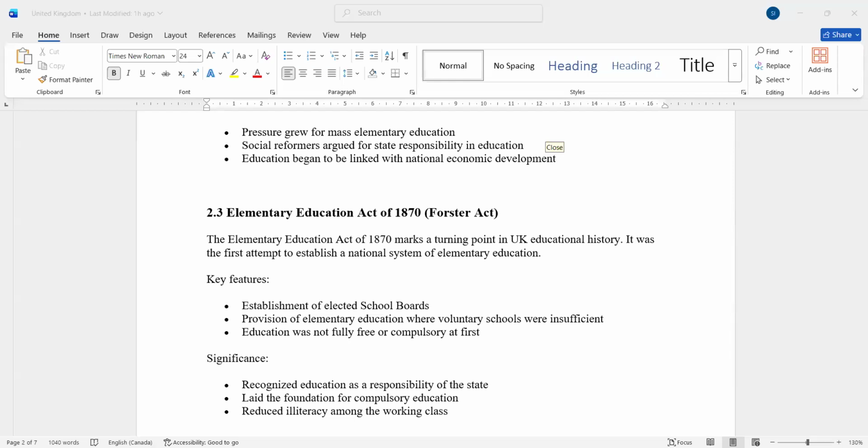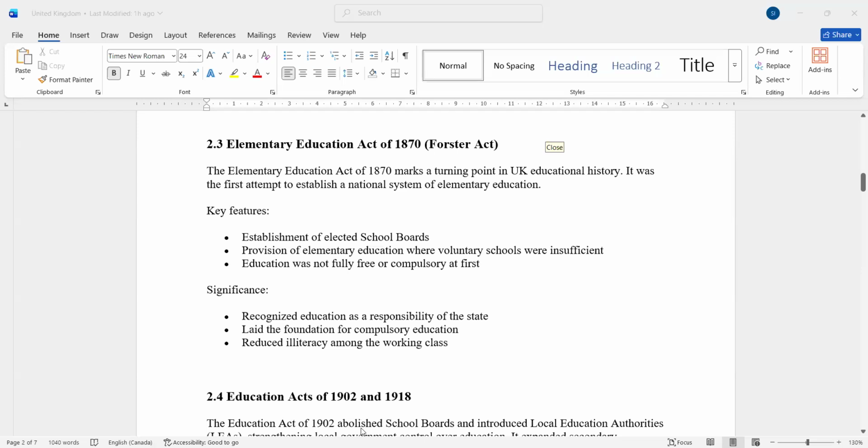Education was not fully free or compulsory at first. Not fully free, so it's pay as you go, right? They have to pay, and it is not compulsory also. In 1870, those are the key features. So significance: what is the importance? It recognized education as a responsibility of the state and laid the foundation for compulsory education. It raised literacy among the working class, because to work in industry, people started to learn. Recognized education as a responsibility of the state, so the state, the government, has to be involved.